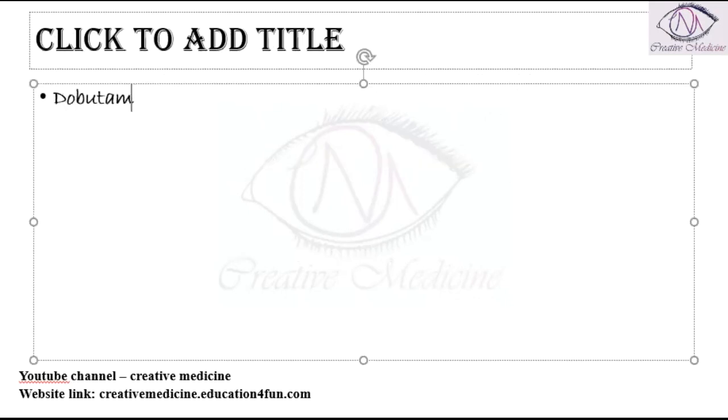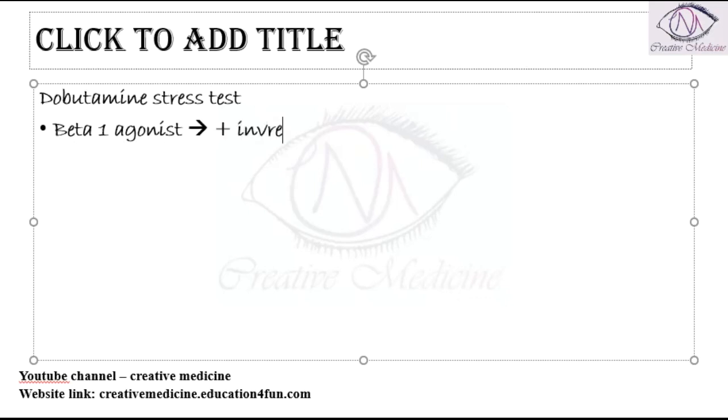First, what happens in a dobutamine stress test? Dobutamine is a beta 1 agonist. Because it is a beta 1 agonist, it activates the beta receptors present on the heart, and thus it increases the heart rate, and it also increases the blood pressure. As a result, the dobutamine stress test simulates exercise. It increases heart rate and BP, so it increases the cardiac demand. Thus, if there is any angina, it can be recorded.